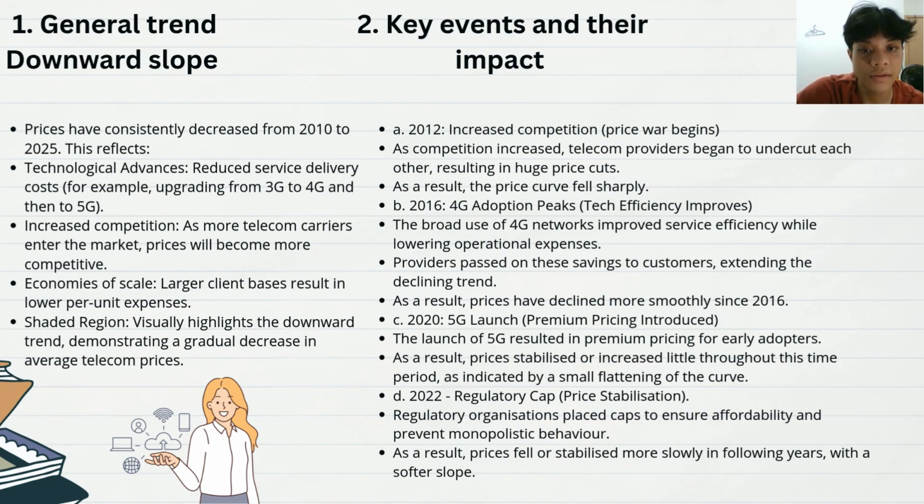In 2016, 4G adoption peaks, which means tech efficiency improved. The broad use of 4G networks improved service efficiency while lowering operational expenses. Moreover, providers pass on these savings to customers, extending the declining trend. As a result, prices have declined more smoothly since 2016.